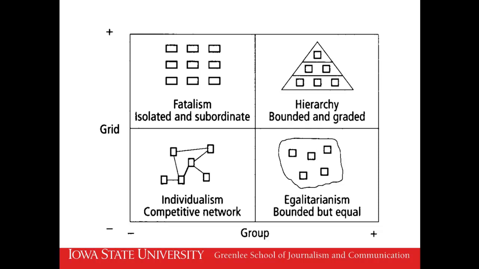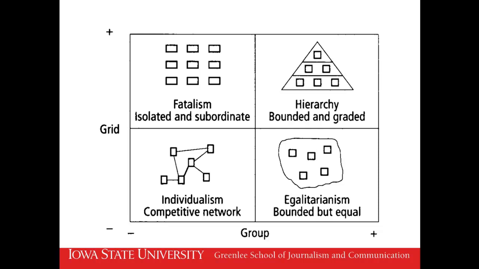If you're low on group, low on grid, I'm an individual, we're all the same. I'm an individualist, so we're all working together, we compete, and that's what makes society work. If I'm still low on grid, so we're all the same, but I think of myself as a unit, as the community, then I'm an egalitarian. We all need to work together, we all need to do a little to solve these problems. If you are high on group, meaning I identify with my community, and we need a lot of structure, you become a hierarchist. So we need to have this structure in place. And if you are low on group, I'm an individual, but you're high on structure, you can become fatalistic because I'm by myself, stuck in a structure, and I can't really do anything.